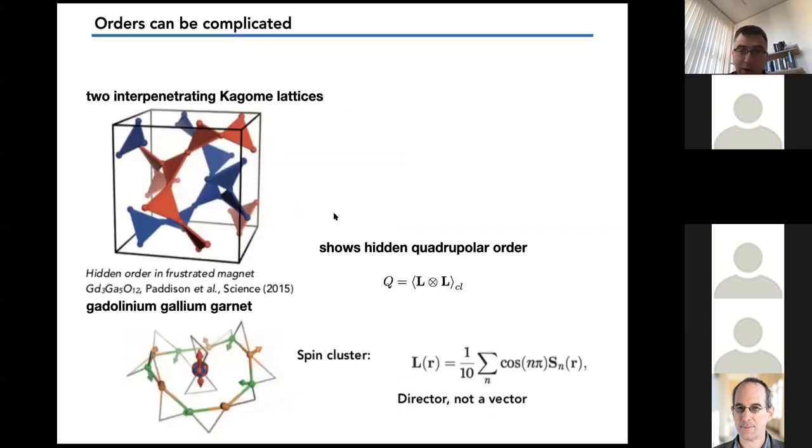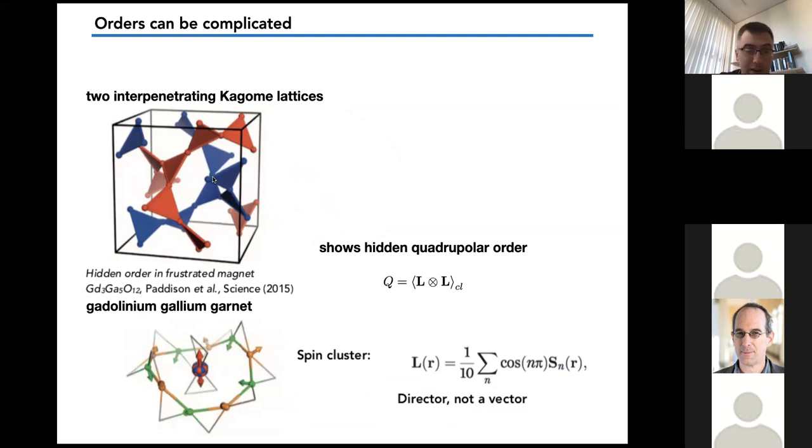Okay, to give you an example that orders can be complicated, here is a figure taken from this paper in Science by Patterson et al. You see a material that is gadolinium gallium garnet, and consists of two interpenetrating Kagome lattices in this 3D structure, which is a bit hard to visualize. And it turns out that such a complicated structure has actually some kind of hidden order. Namely, you can identify this kind of a plane, which is a weird combination of the two interpenetrating Kagome lattices. And it turns out that the physics is planar in this.